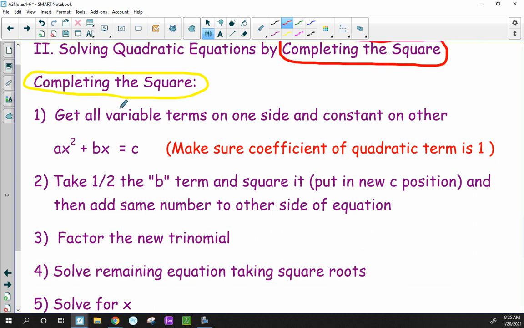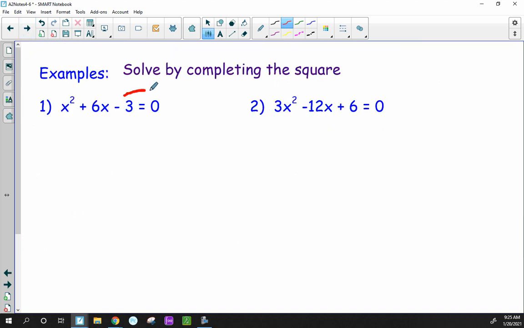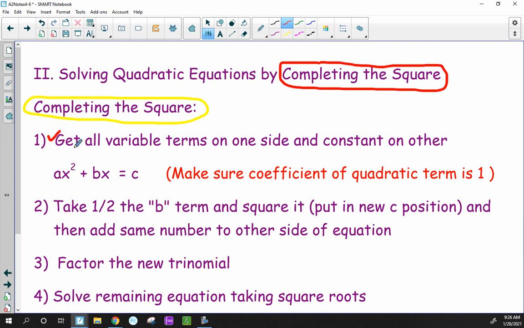Number 1, step 1, get all variable terms on one side of the equation, and please move the constant to the other. So in this question, that means for me to take the negative 3, in the next step, show that I've transposed it. So it's going to be x to the second plus 6x, and then I need you in your notes to leave a little space right here. You scoot your equal sign out, and then negative 3 comes across as a positive 3. 0 plus 3 is just 3, so I'm just going to leave off my 0. Okay, so I've done step 1.